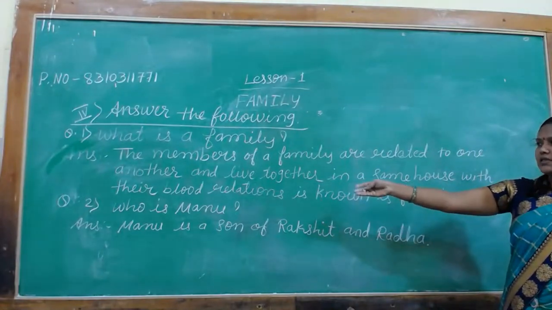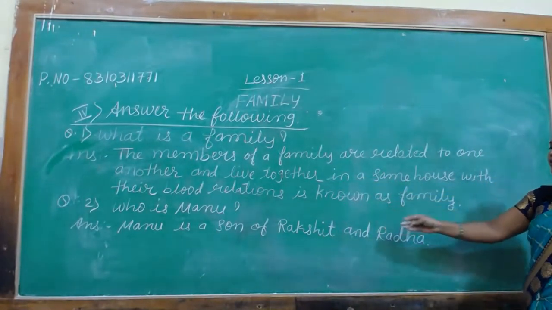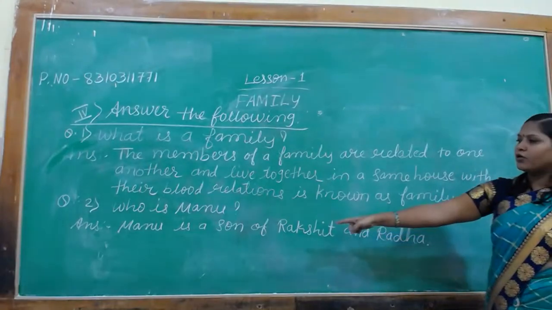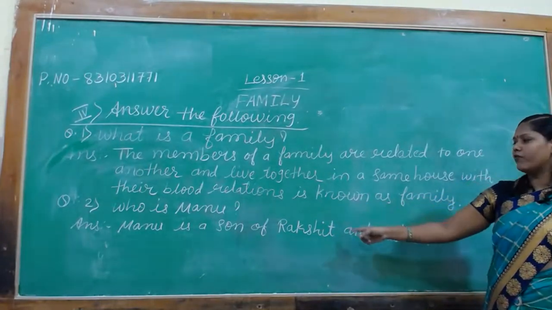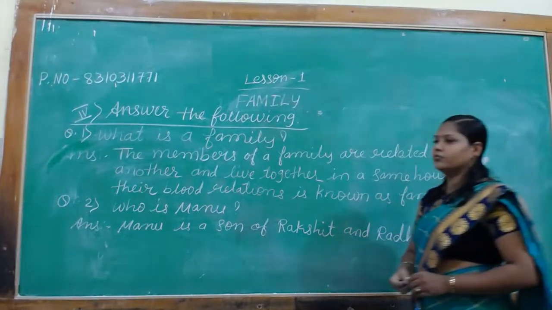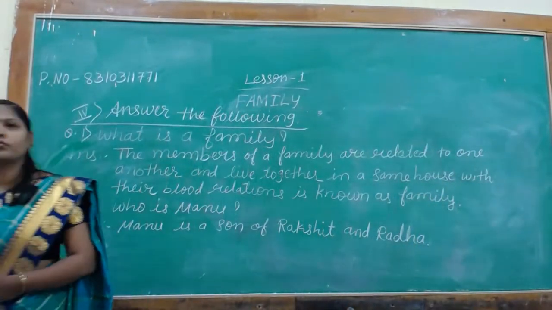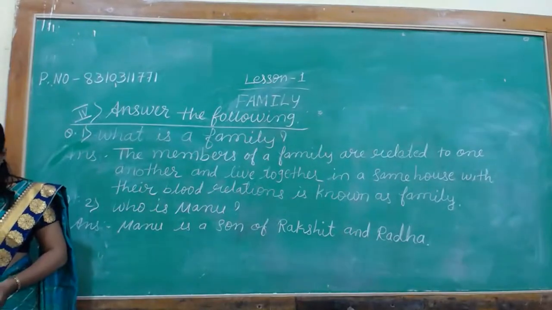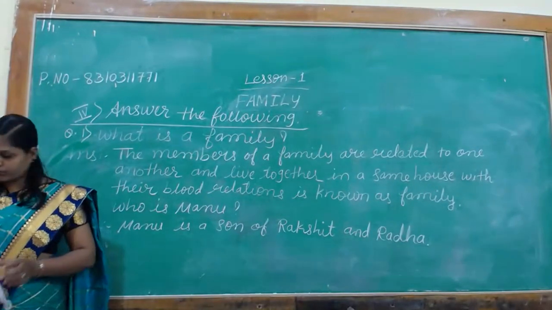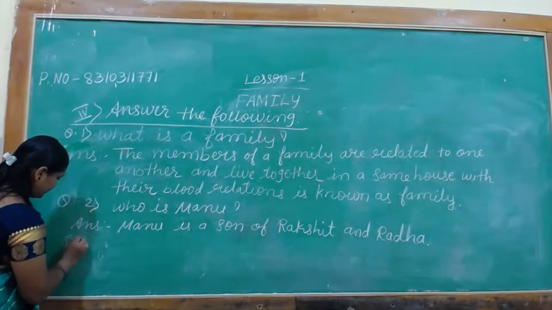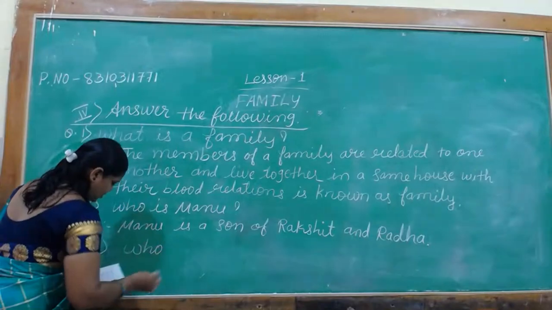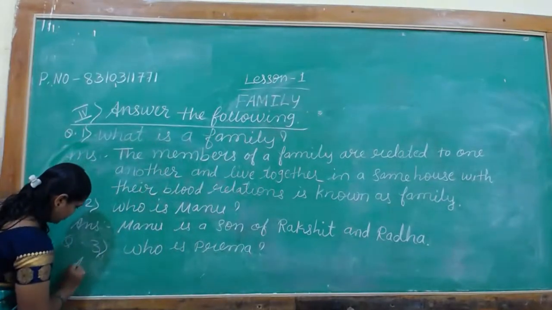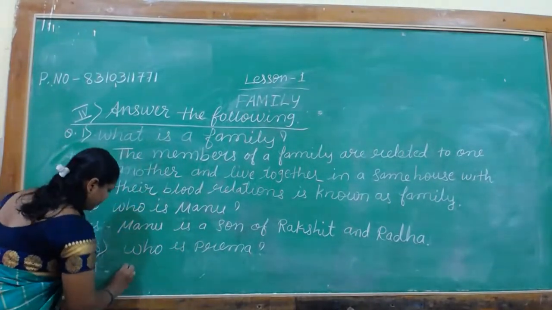Who is Manu? Manu is a son of Rakshita and Radha. In the family tree, the names are already given. Manu is a son of Rakshita and Radha. The third question. Who is Prema? Prema is aunt of Manu.